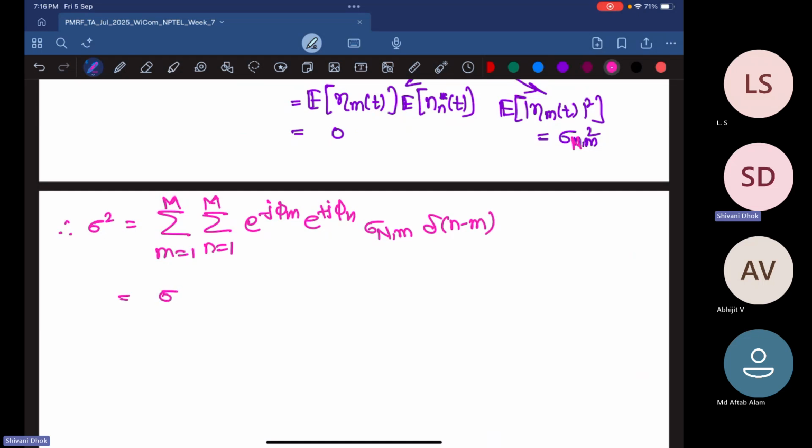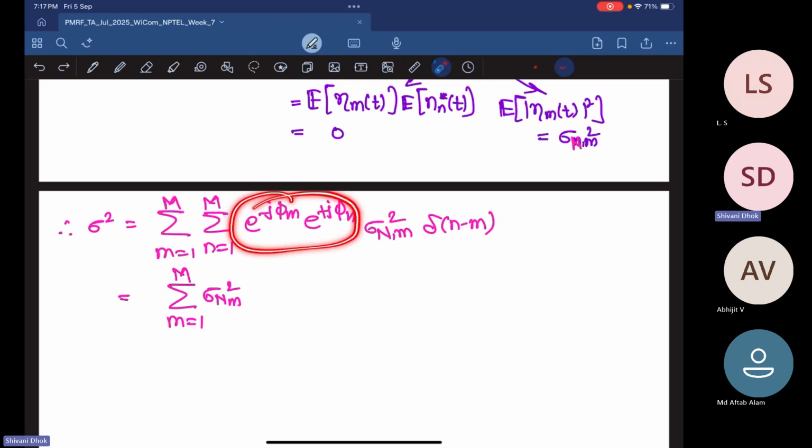So therefore this comes out to be equal to summation m equal to 1 to M sigma n m square. That's all. So this is the value of your sigma square. Whenever your m is not equal to n, those summation terms will die down. So only the m equal to n term will survive, and at that point this quantity also becomes 1. So therefore this is the noise that you will get.